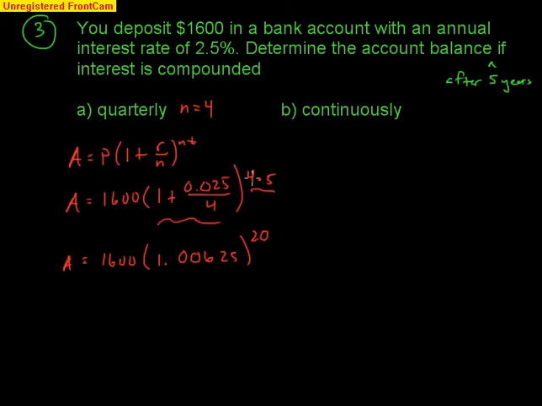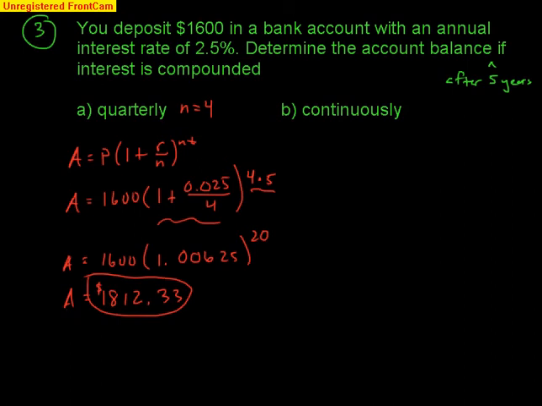So now type this in your calculator. It's a lot easier. 1,600 times 1.00625, all raised to the 20th power. And I get, rounded to money, $1,812.33. So in that 5 years, I got roughly $200.